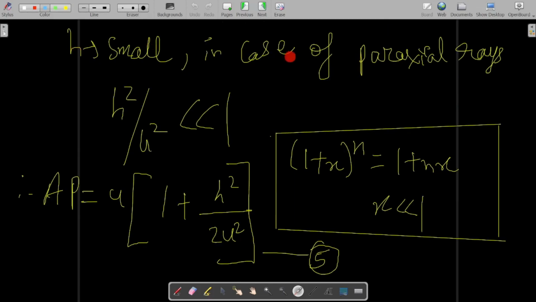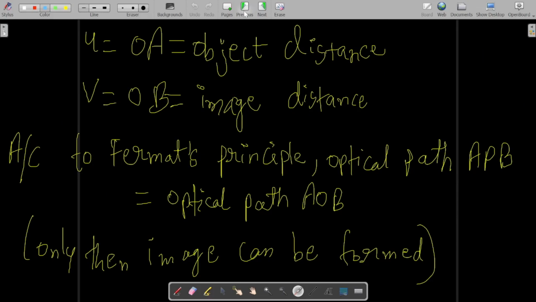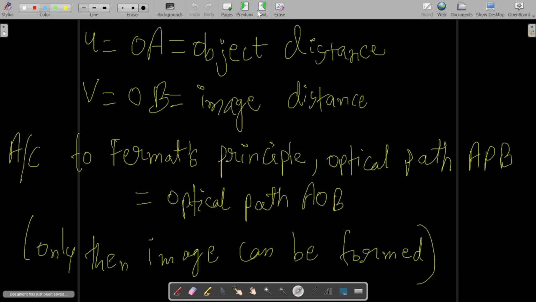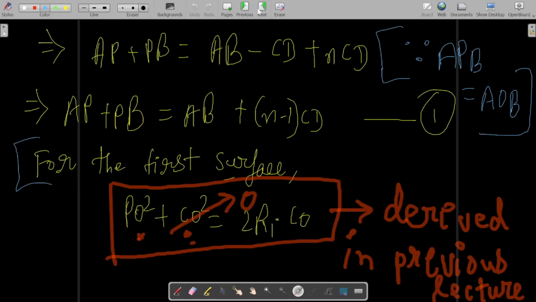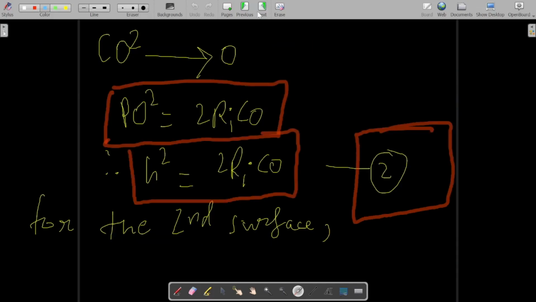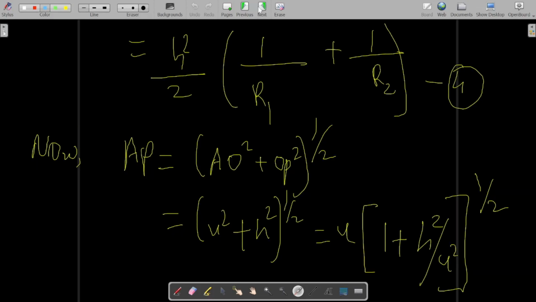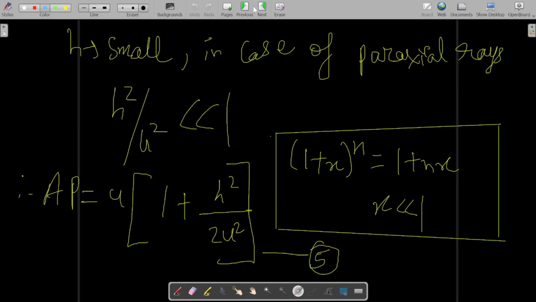Now H is small in case of paraxial rays. This H is the point at which the ray is getting refracted. So in case of this paraxial ray AP, this height H will be small because our lens is in itself small. H is basically half the height of the lens, taken from the center of the lens. So as our lens is small, we are taking all these things for small lenses.